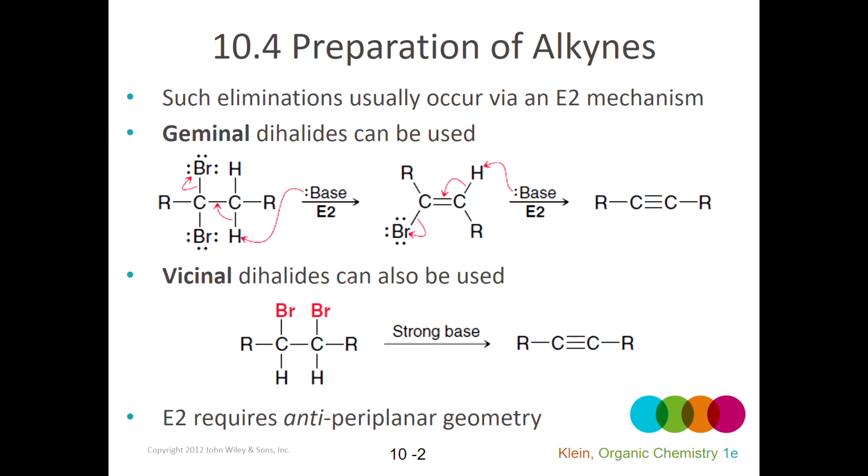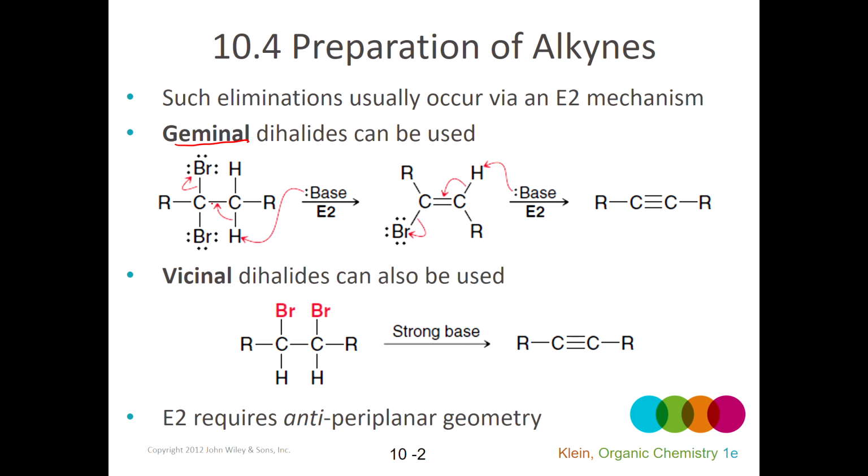So in the example we just looked at, the two leaving groups are on the same carbon. And that relationship, when two atoms or groups are on the same carbon, is called geminal. So a geminal dihalide has two halides on the same carbon. And we just saw how that could work.